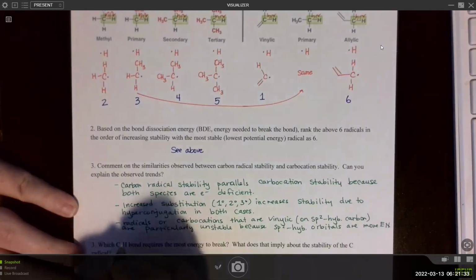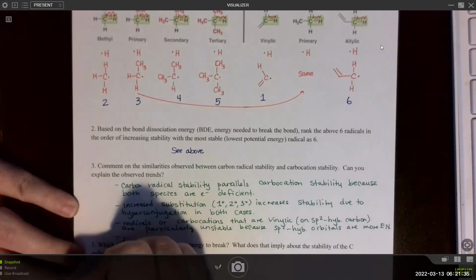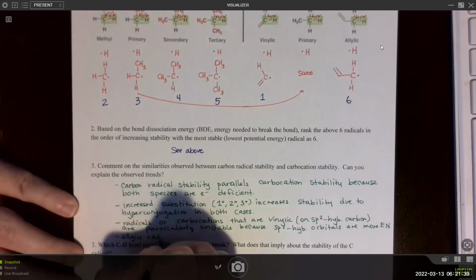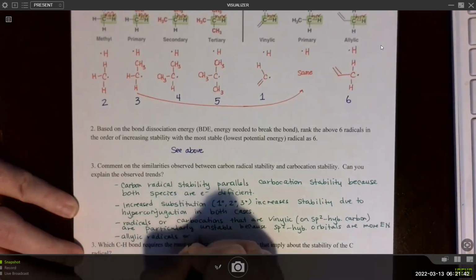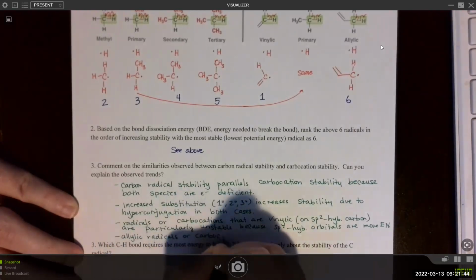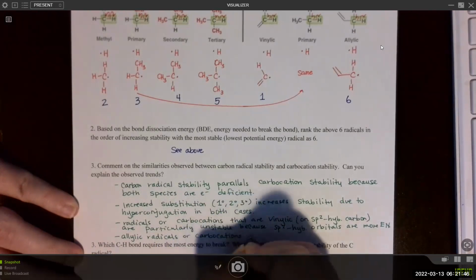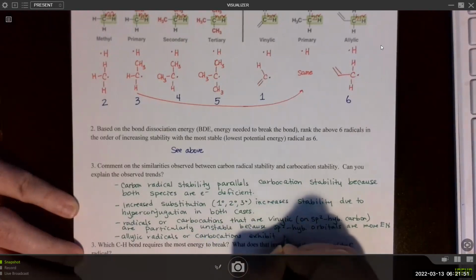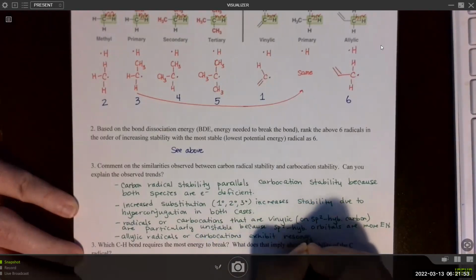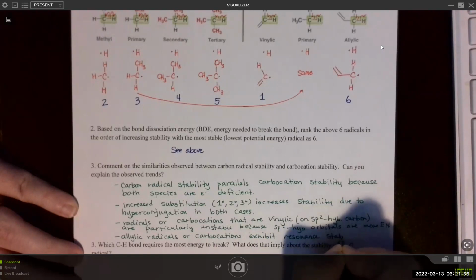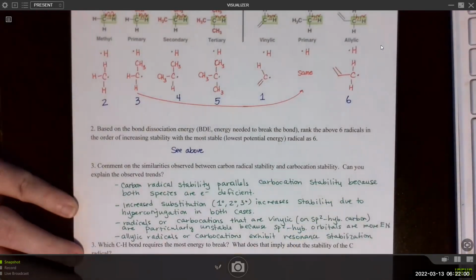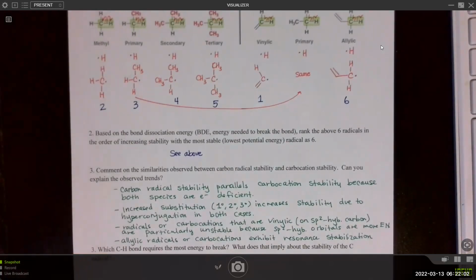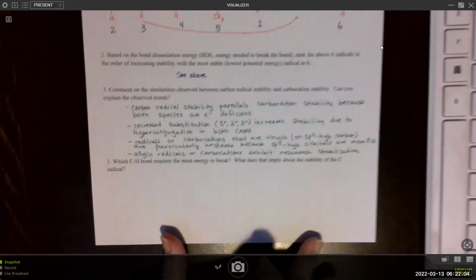And then I would say lastly, allylic radicals or carbocations exhibit resonance stability. All right. Moving on to the next question.